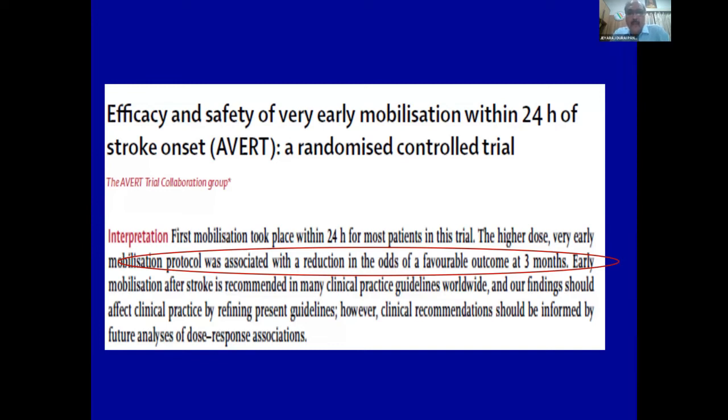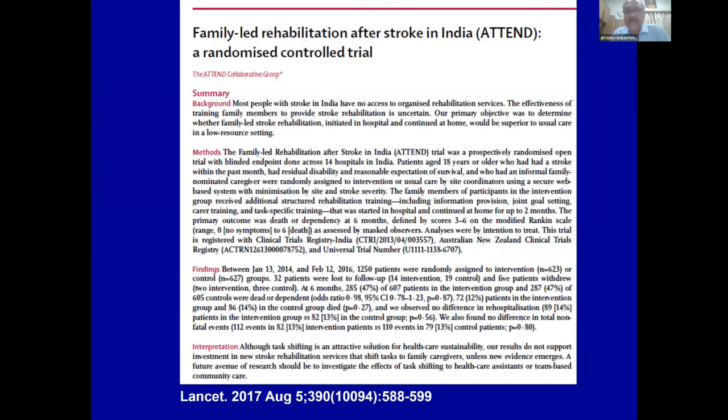Family carer involvement, it's from the ATTEND trial, which was carried out between 2014 and 2016. 1,250 patients from 14 centers in our country were randomized to an intervention arm where the physiotherapist taught the caregivers when they were in the hospital with 3 sessions of 1 hour each, and the physios had a home visit for the first month, and the relatives were trained to deliver the rehabilitation exercises, and the outcome was assessed at 3 months and 6 months.